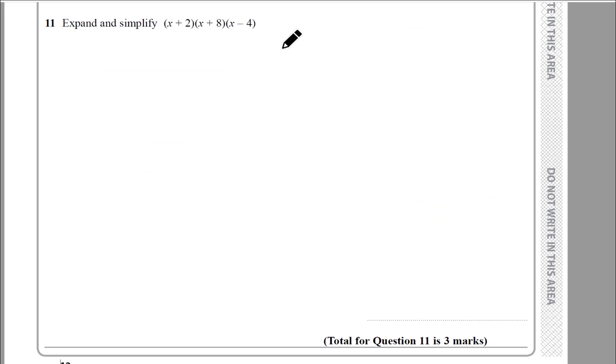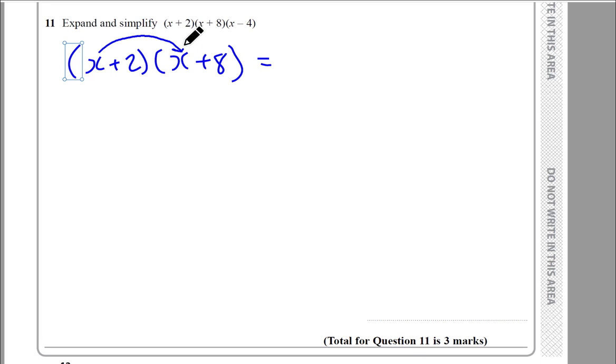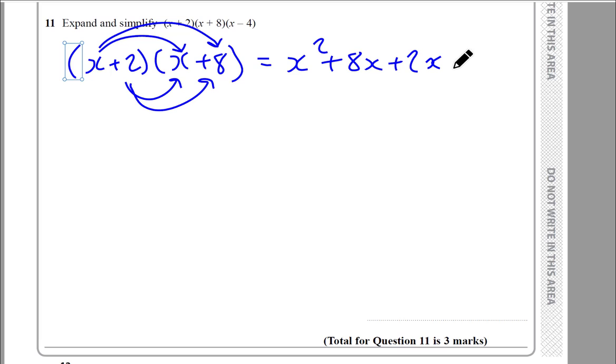Right, let's see a nice triple bracket question worth 3 marks. Now this should be guaranteed at least 2 marks in your pocket. I'm going to start with multiplying these two out. So x times x, and it's x squared, that's plus 8x, remember we should get 4 terms, plus the 2x plus 16. Let's combine that.